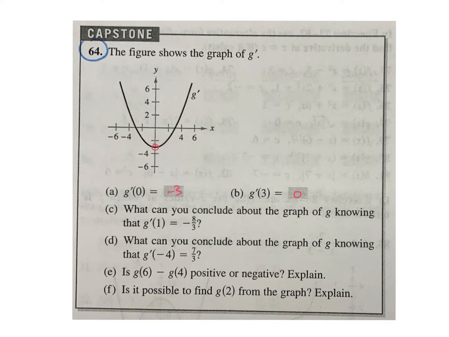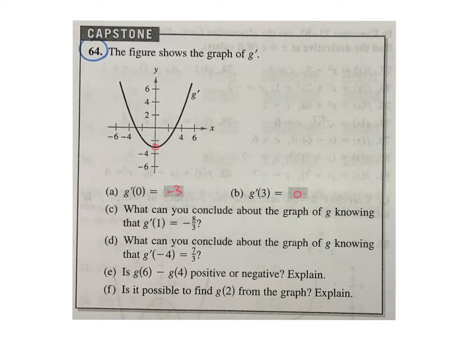All right, let's look at C. What can you conclude about the graph of G knowing that G prime of 1 is -8/3? What's happening to this graph of G if my slope is negative? It's going which way? Down. All right, D. The graph of G from G prime of -4 is 7/3. What does that mean? G is going up at that time.